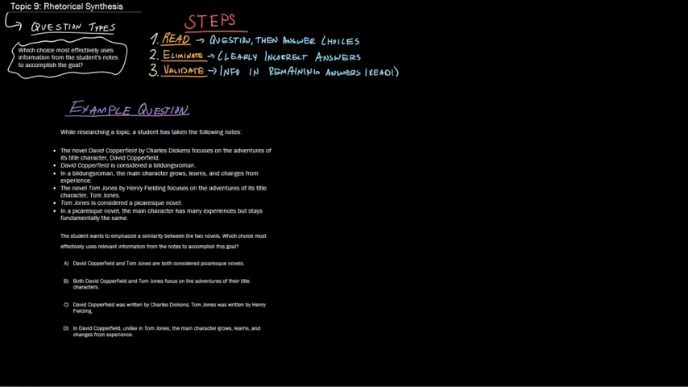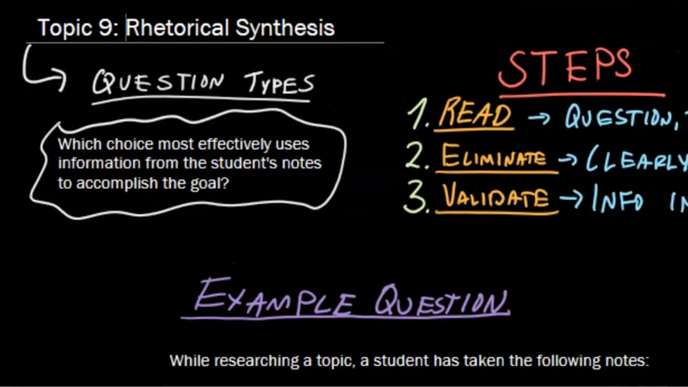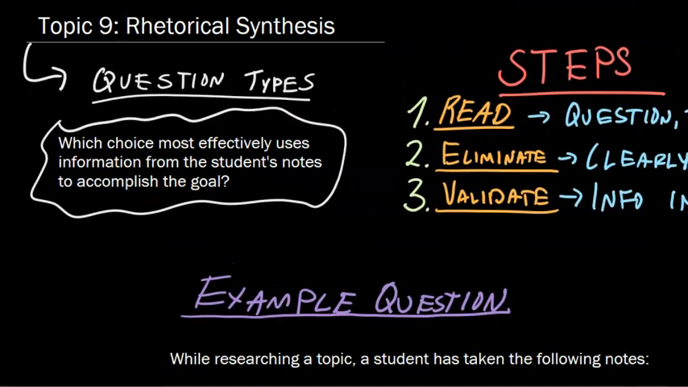Alright, now we move on to topic 9, rhetorical synthesis. So this seems like a lot. Rhetorical synthesis sounds like a complicated topic, but it's really not. Anytime they ask you a question like this, it's going to say, which choice most effectively uses info from the student's notes to accomplish the goal? Okay, and this seems a little bit weird at first because this has never been a question that was asked in the paper SAT, digital only pretty much.